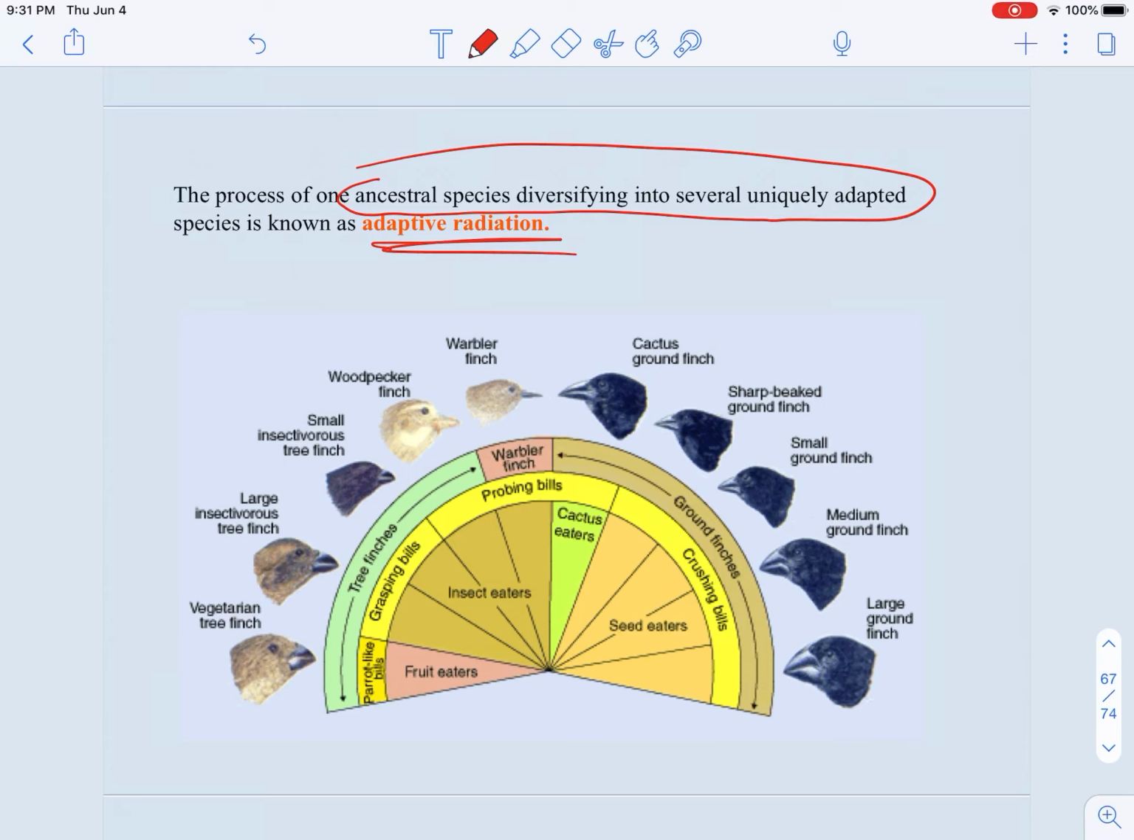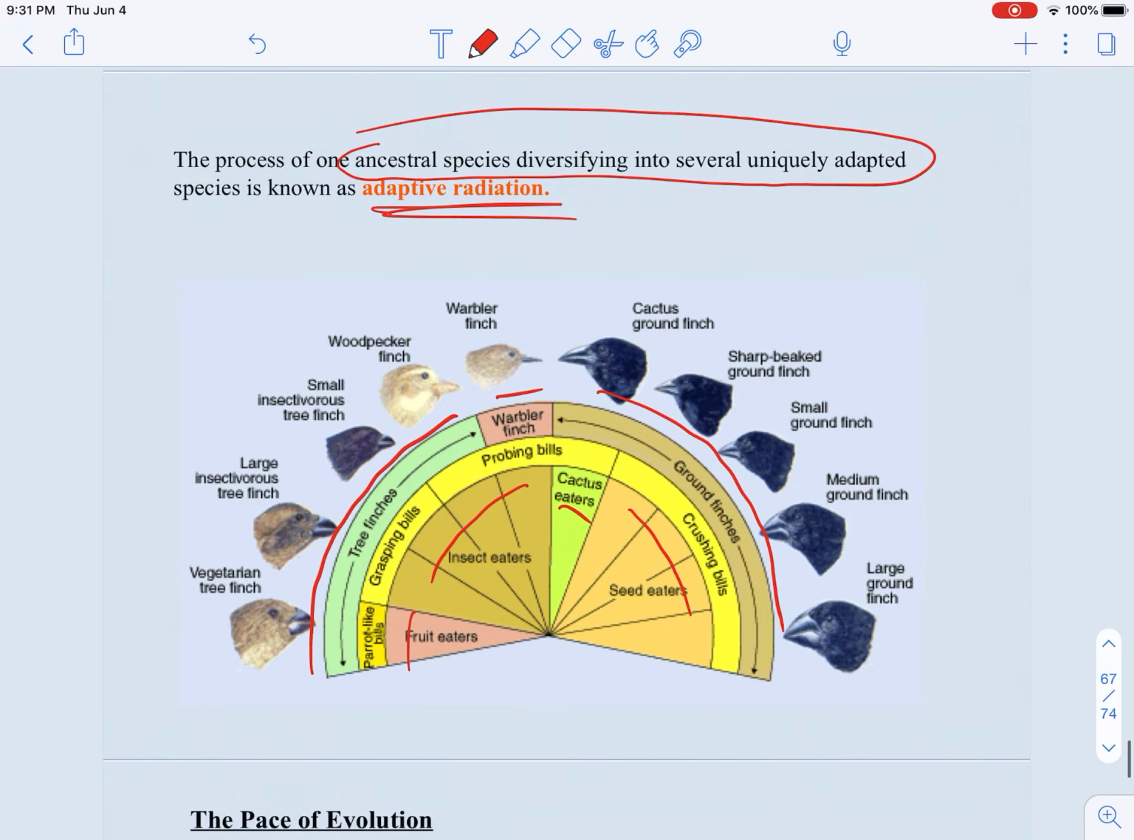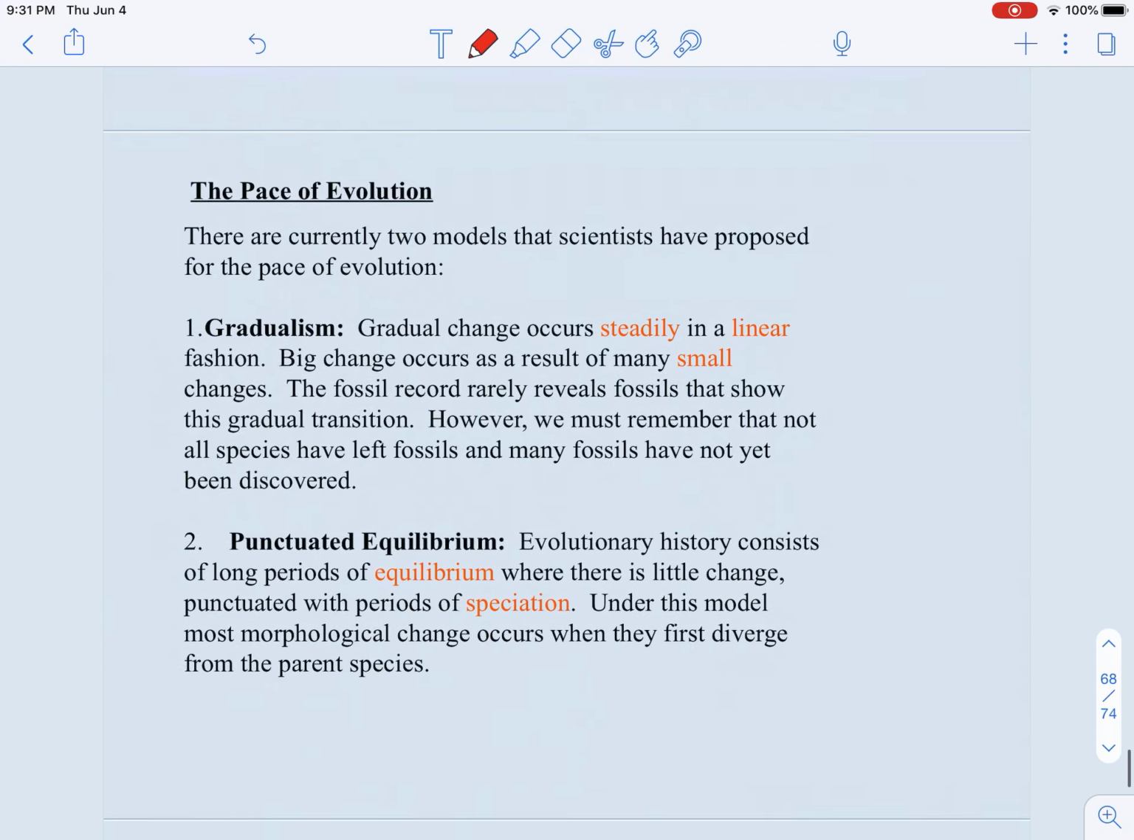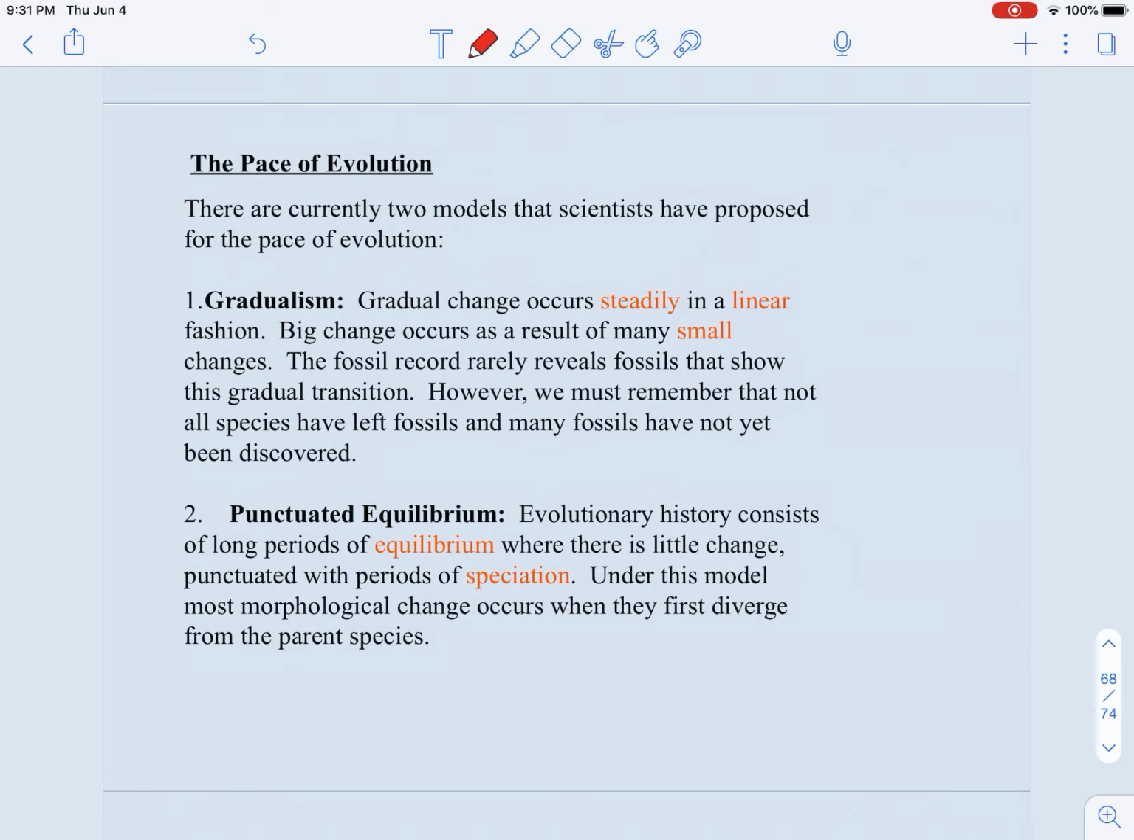Okay, and when you have one ancestral species that has diversified into several adapted species, you can also give that the name adaptive radiation. So you've got some original finch that's now ended up being a whole bunch of tree finches here, a warbler finch and a bunch of ground finches, and these eat seeds, cactus, insects, fruits. So you can see that their bills and their food are all different, and this is just another example of divergence or adaptive radiation.